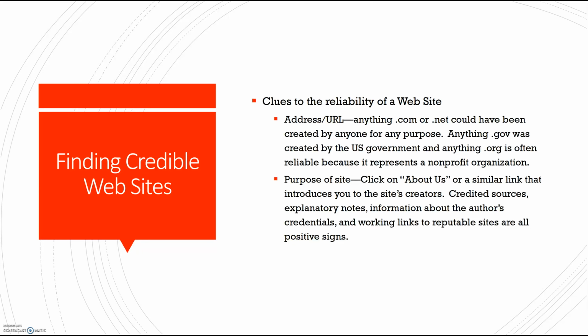So click on the About Us or a similar link that introduces you to the site's creators. Credited sources, explanatory notes, information about the author's credentials, and working links to reputable sites are really good signs, right? They're positive signs because that shows us that, one, the site is really well researched before it just published stuff out here, and two, it'll give us a little insight on whether or not the creators of the site were biased or if they were paid by somebody, which we don't want to find in sites like that.